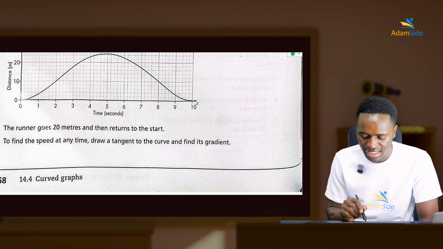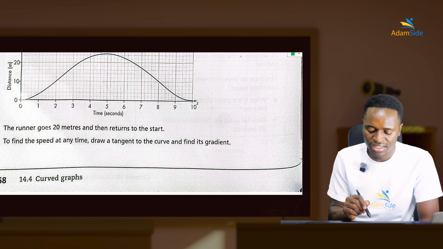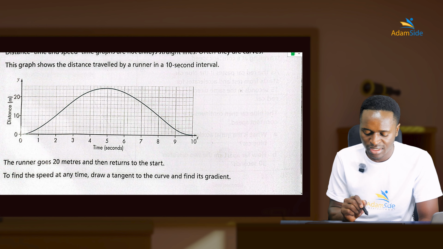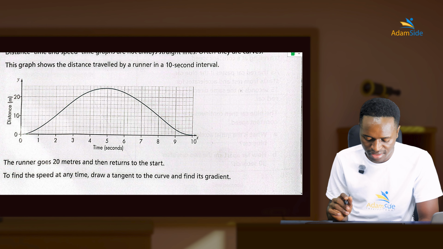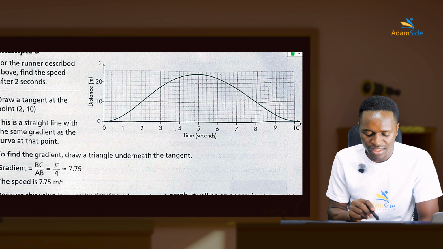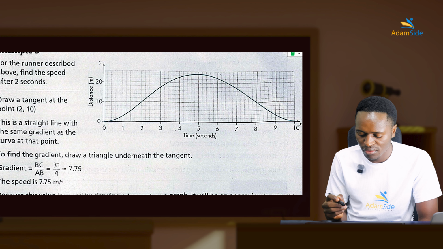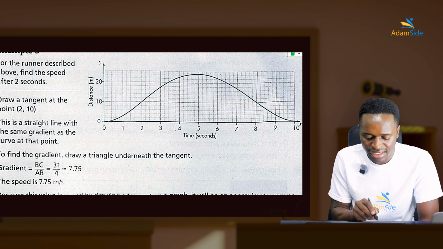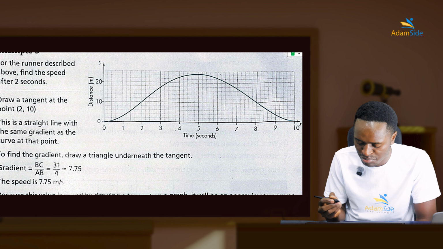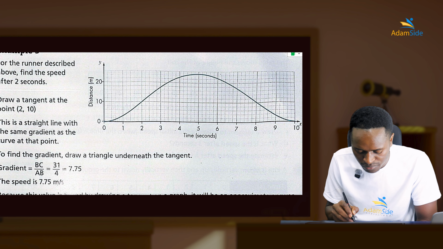To find the speed at any time, draw a tangent to the curve and find its gradient. So if you're finding speed, in this case, you have to draw a tangent and then find its gradient. For the runner described above, find the speed after 2 seconds. Draw a tangent at the point.